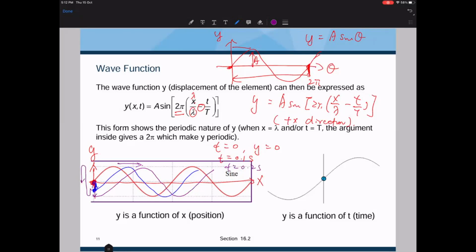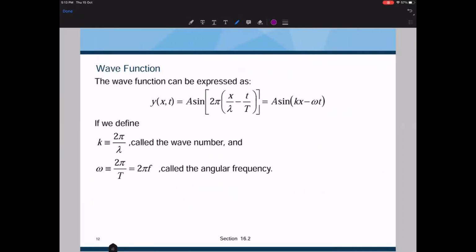So if you draw the y versus t graph at x equals 0, what would you get? You get something like this. It is a minus sine theta graph, and that is why you have the minus sign here for the wave traveling from left to the right. If you have the wave traveling from the right to the left, then it becomes a positive sign. So that is why you have the sign in the equation.